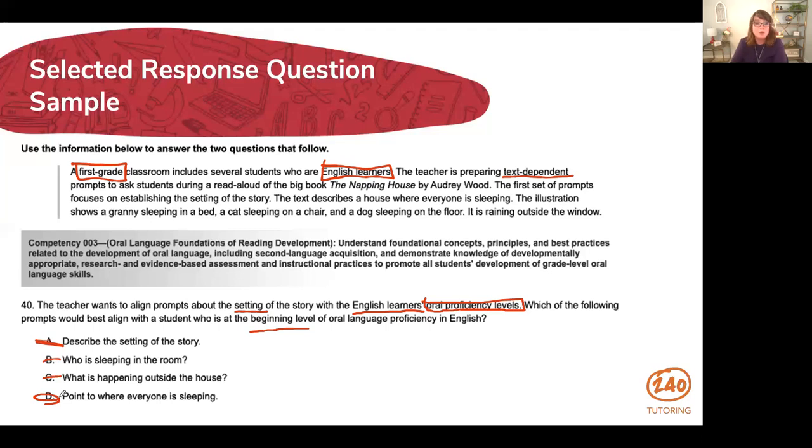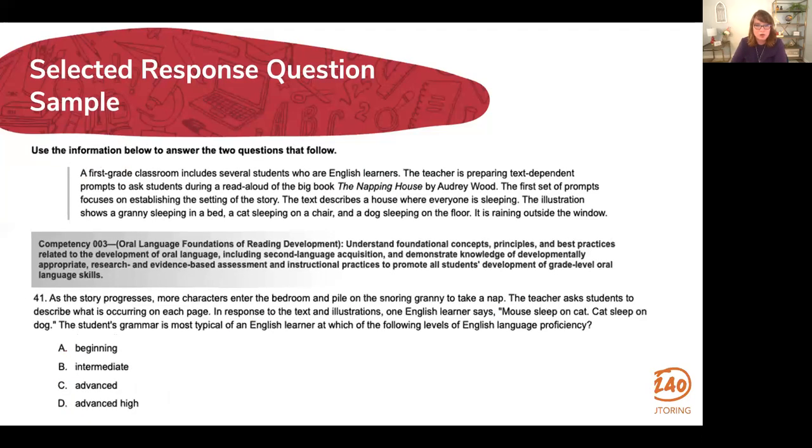Okay. So let's look at the second question under this prompt. Now I put the prompt up here again, but I'm not going to read it again. So again, we've got first grade English learners reading The Napping House. And it says, as the story progresses, more characters enter the bedroom and pile on the snoring granny to take a nap. The teacher asks students to describe what is occurring on each page. In response to the text and illustrations, one English learner says, mouse sleep on cat. Cat sleep on dog.